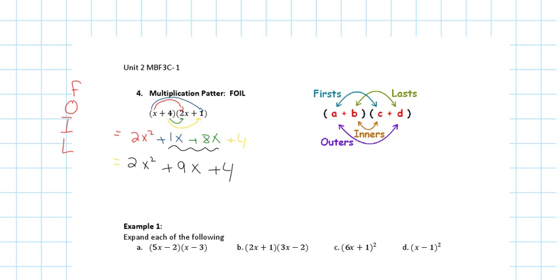Okay? So I'll be using this method, first, outer, inner, last, or FOIL, right? Remember that at the end of the day, it doesn't matter which order you do them in, you're going to have 2 arrows coming out of the first term, and then 2 arrows coming out of the second term to the next bracket. Okay?